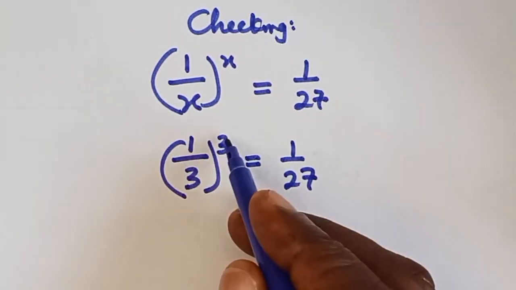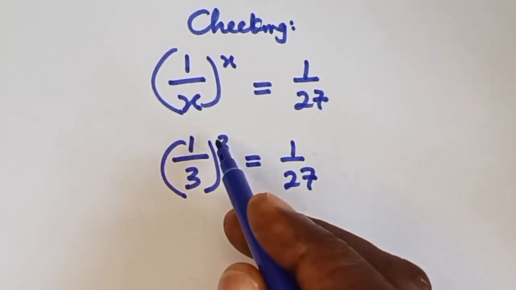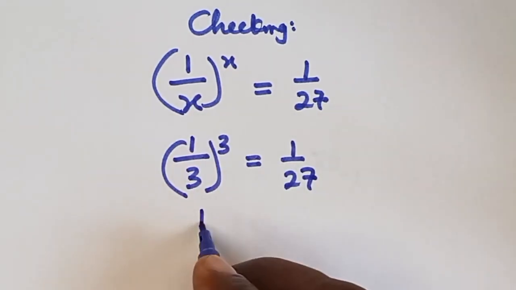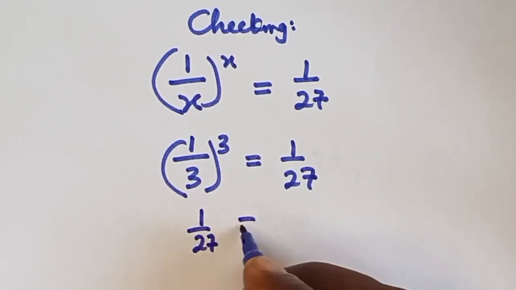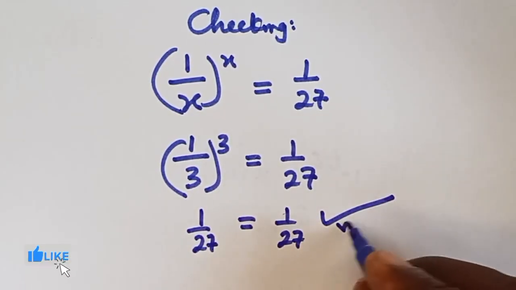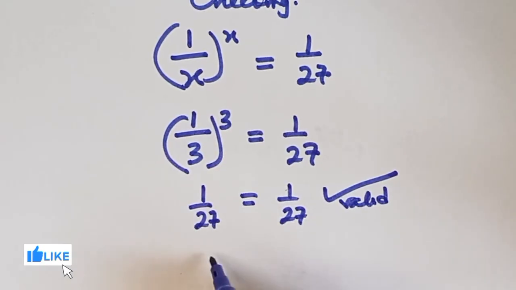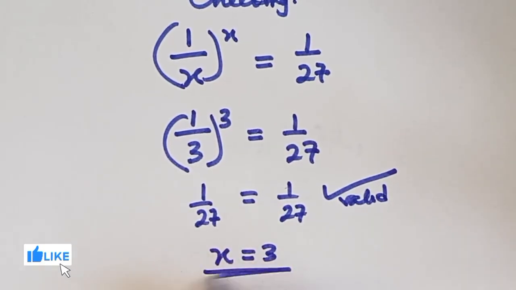So what is 1 raised to the power 3? It is 1, that is 1 times 1 times 1, and 3^3 is 27. So this gives 1/27, and it equals 1/27. Alright, so that means x = 3 is a valid answer. Our answer is x = 3.